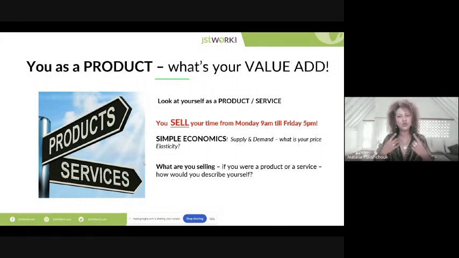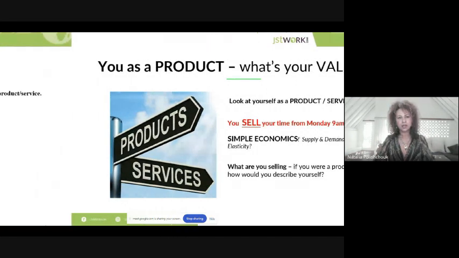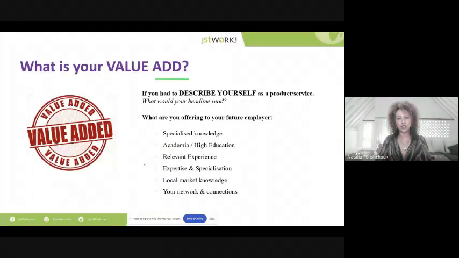So understand that you are a product. All you do is sell your time. Understand you are in an economic setting. Demand and supply has an impact on your price elasticity. Your value add, you may be able to bring local market knowledge. You may be able to bring your network and connections. Maybe you are able to bring really specialized, relevant experience.